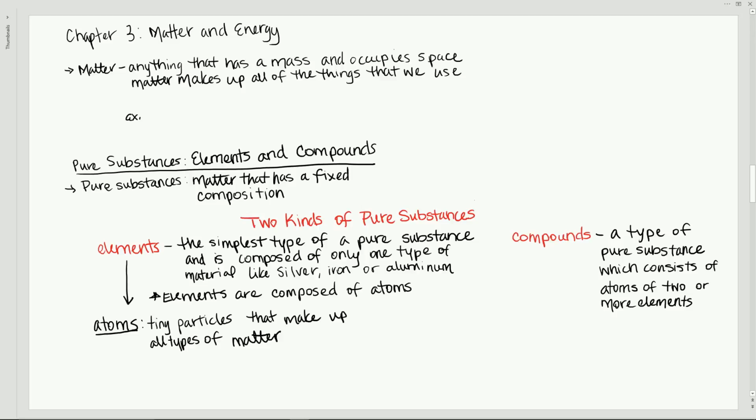So matter makes up all of the things that we use every day, including water, wood, plates, clothes, etc. Okay, everything is made up of matter. And all of the matter is classified by their composition.